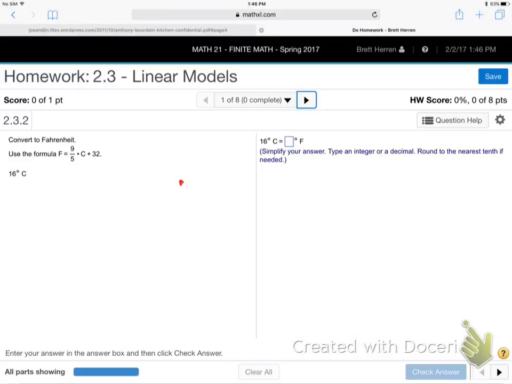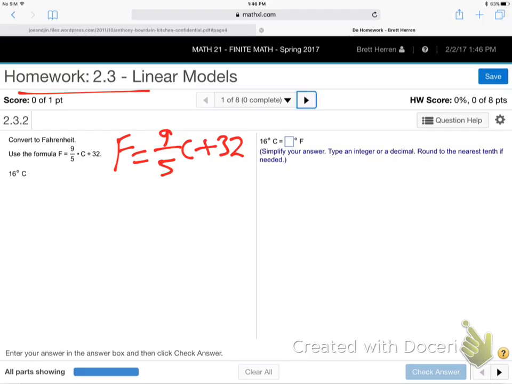Okay, so convert to Fahrenheit. You haven't converted the screen yet. F equals. Oh, laptop. Yeah. Getting lost in my technology here. All right, F equals 9/5 C plus 32. All right, so this is question number 1. We're in section 2.3. Question number 1, section 2.3.